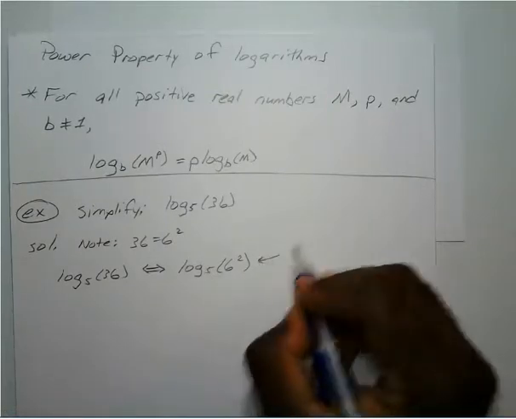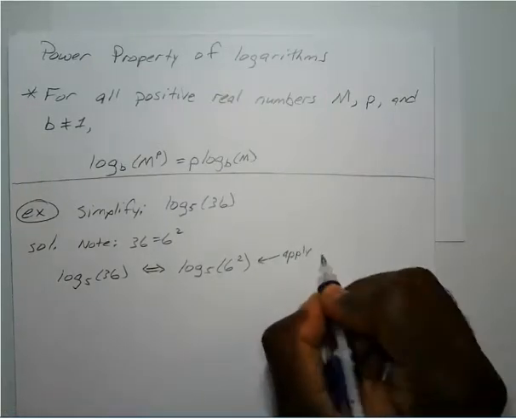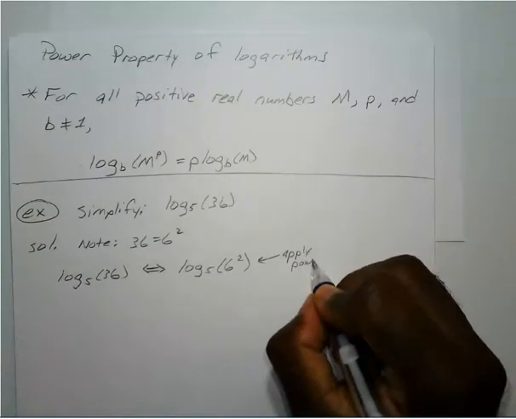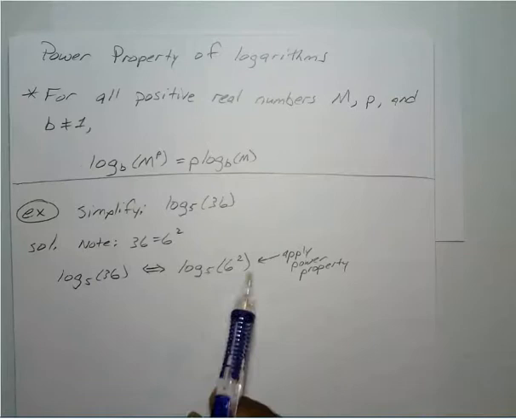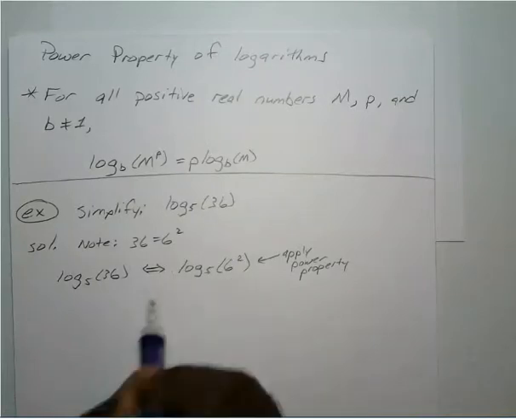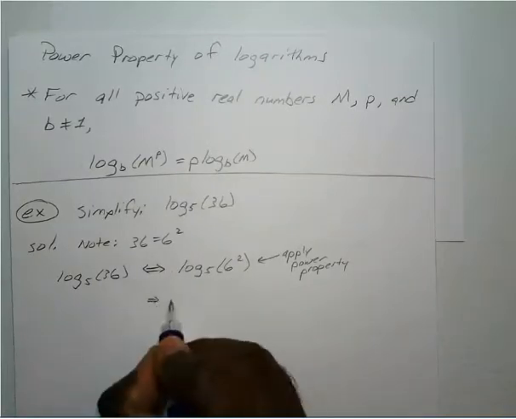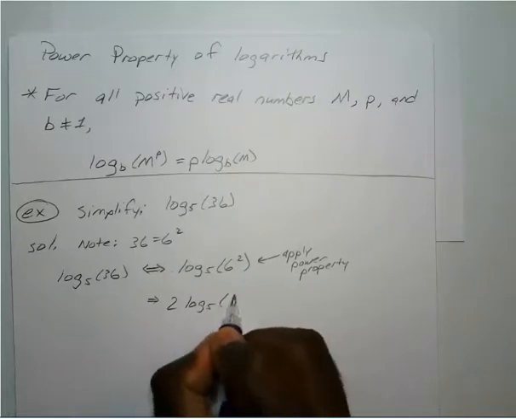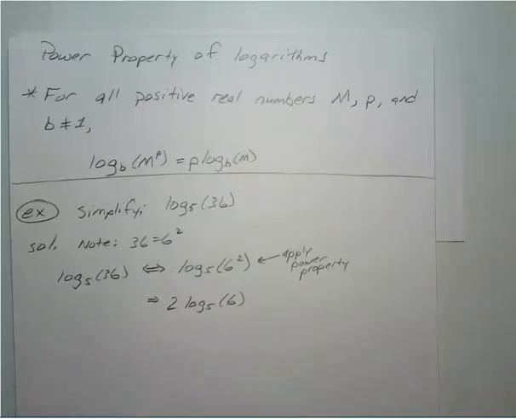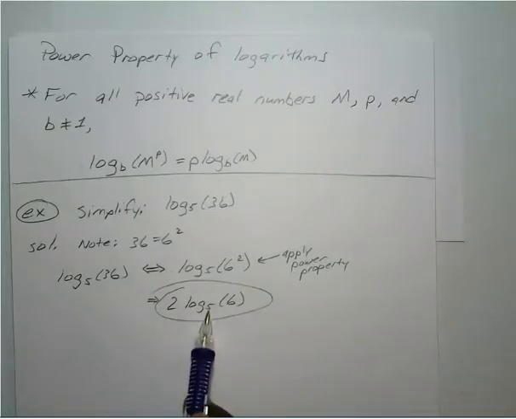Where for here, we apply power property. So that exponent just goes out to the front. So that becomes 2 times log base 5 of 6, which is your simplified answer. Okay, can't really do anything else with log base 5 and 6.